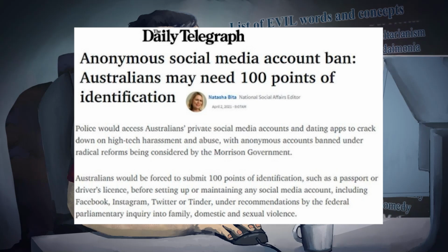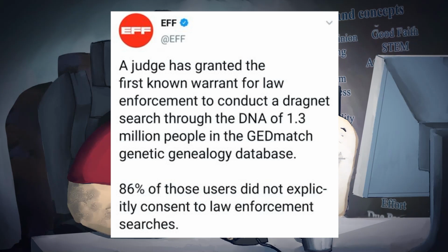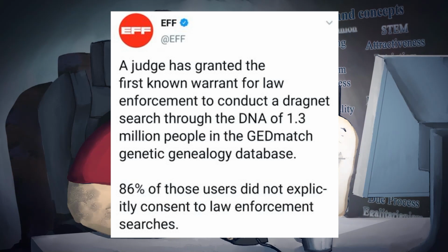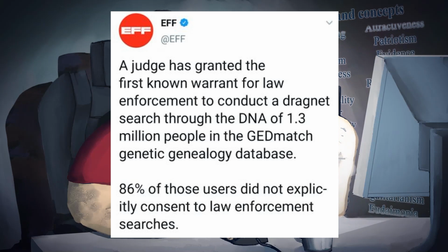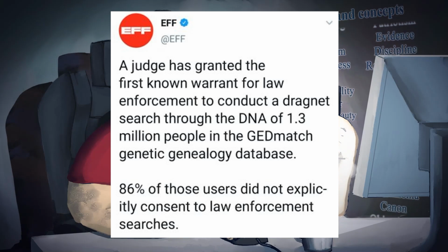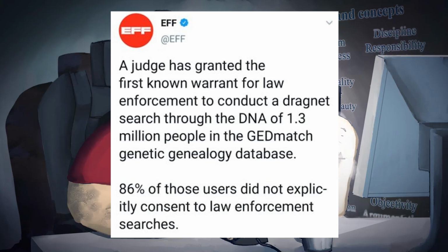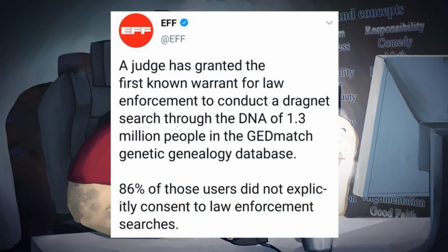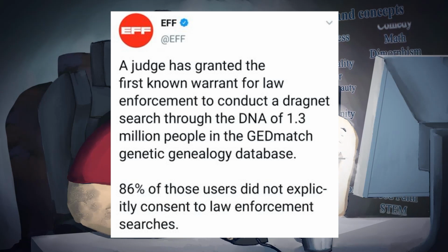As of April of this year, anonymous social media accounts in Australia might be gone. They may need 100 points of identification to use social media. A judge has granted the first known warrant for law enforcement to conduct a dragnet search through the DNA of 1.3 million people in the GEDmatch genetic genealogy database. 86% of those users did not explicitly consent to law enforcement searches.